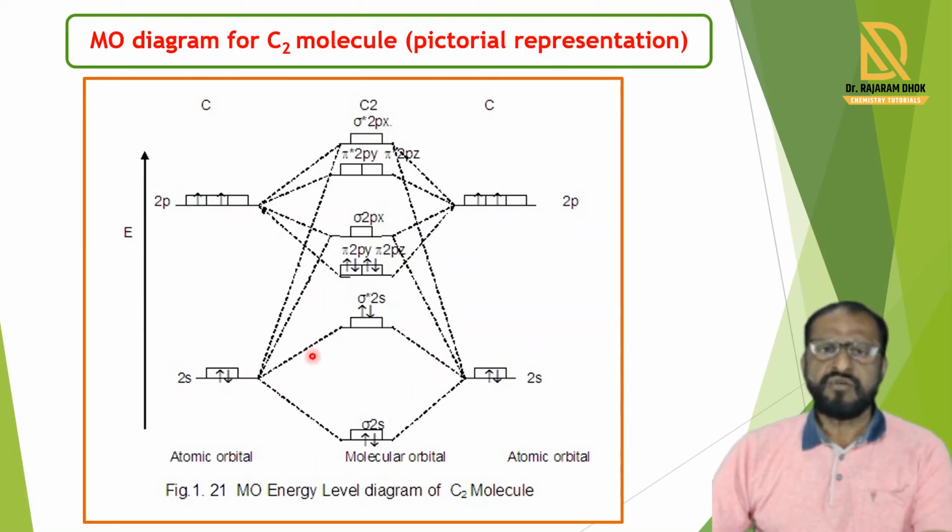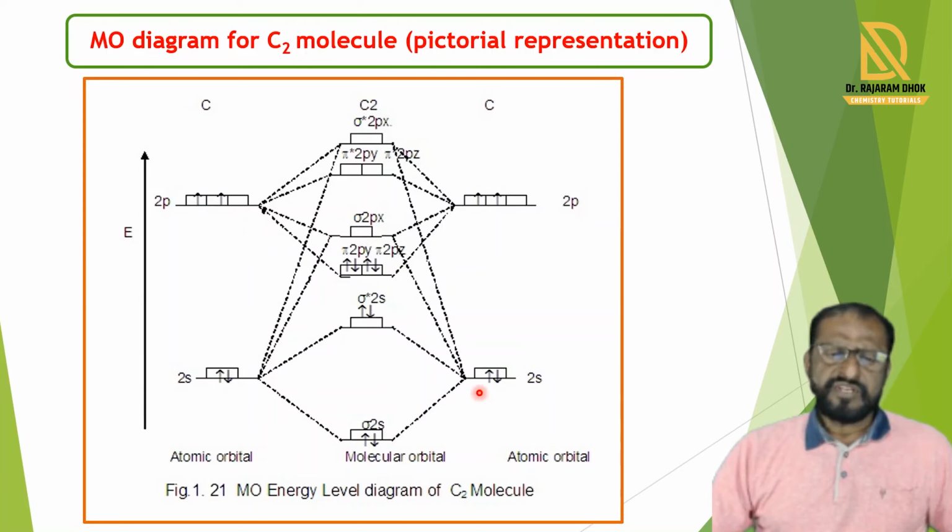Now, filling of electrons in the molecular orbitals. The total number of electrons in the outermost shell of the first carbon atom is 4, and in the second carbon atom it is also 4. So 4 plus 4, 8 electrons are filled according to the Aufbau principle, the Pauli exclusion principle and Hund's rule of maximum multiplicity. According to these rules, first 2 electrons are filled in sigma 2s, then the next 2 electrons are filled in sigma star 2s.